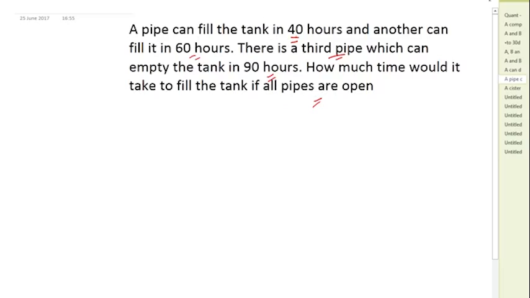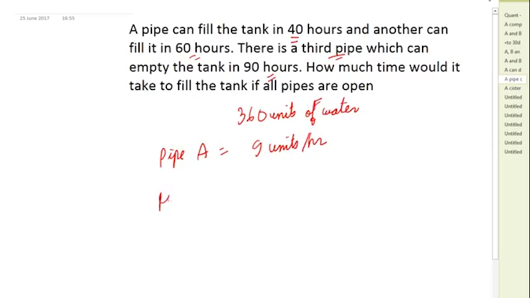A pipe can fill the tank in 40 hours and B can fill it in 60. Another one can empty in 90. So let's just assume a number. I'll assume 360 units of water is needed to fill the tank, or empty it. The tank can hold 360 units of water, which means pipe A fills it in 40 hours, so 9 units per hour. Pipe B fills it in 60 hours, so 6 units per hour. So this is their filling speed. And pipe C empties it in 90 hours, so 4 units per hour.